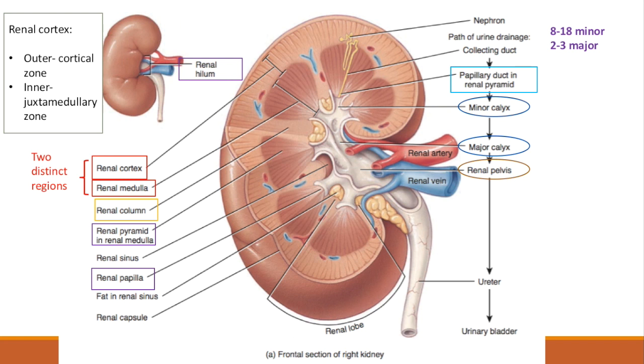Lastly, the renal hilum expands into a cavity within the kidney called the renal sinus, which contains parts of the renal pelvis, the calyces, the branches of the renal blood vessels, and nerves.